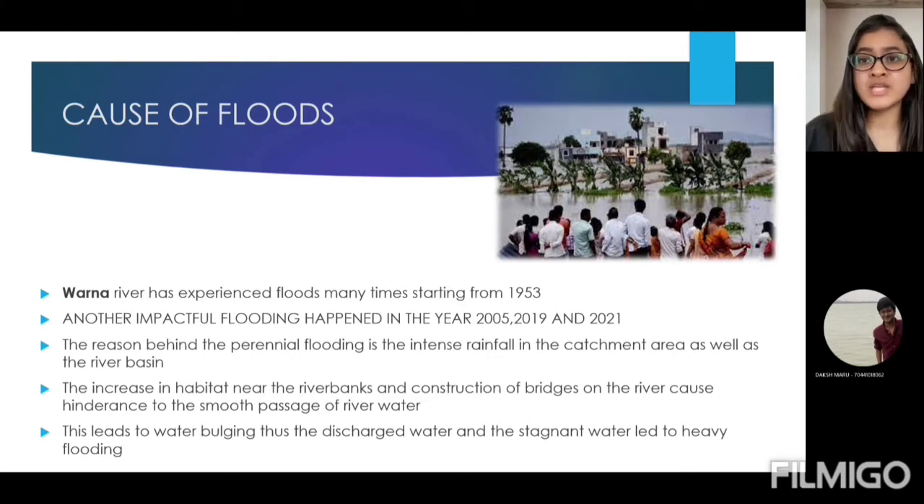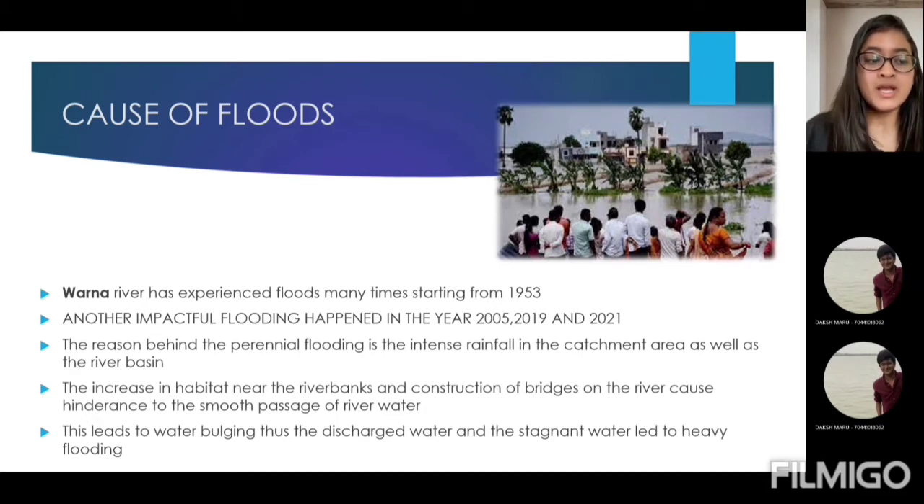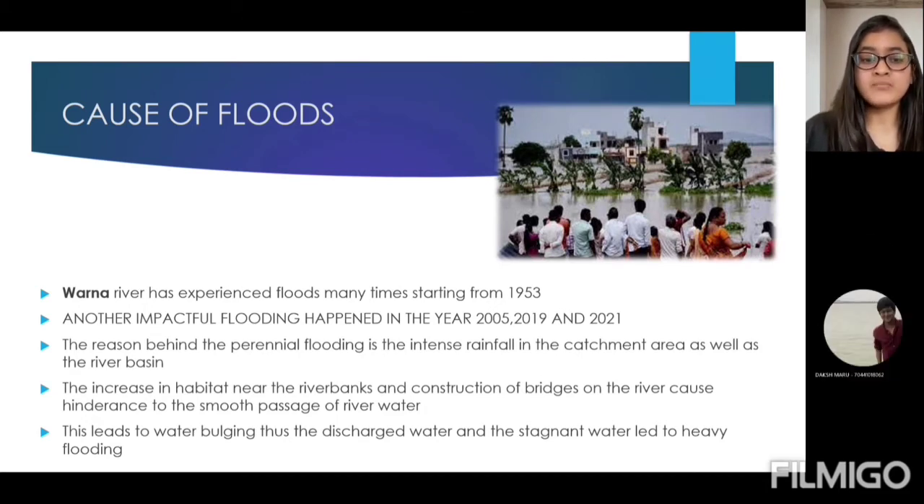In 2021, from the 22nd of July till the 24th of July, there was heavy flooding due to rainfall which was almost recorded at 350 mm in a single day, and the discharge of the Varna reservoir was almost 28,000 cubic, and that led to the additional water discharge from the reservoir and the dense rainfall, which led to the overflooding of the river. The rainfall in the catchment area was 650 mm in one day, which led to the flooding in the area of Devwadi.